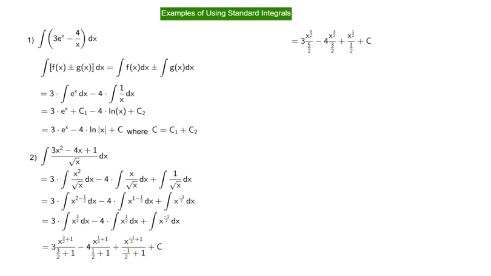And now we start simplifying it. So 3 times x to the power of 5 by 2 by 5 by 2 minus 4 times x to the power of 3 by 2 by 3 by 2 plus x to the power of 1 by 2 by 1 by 2 plus c.